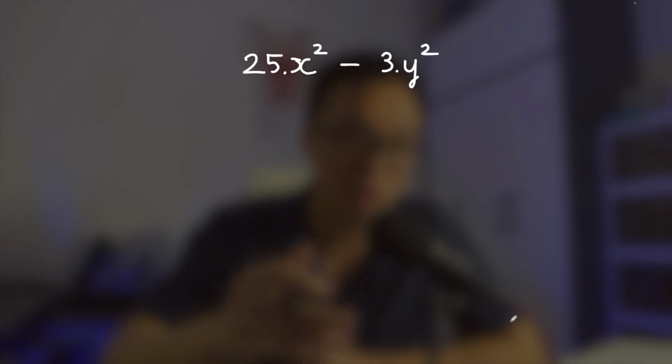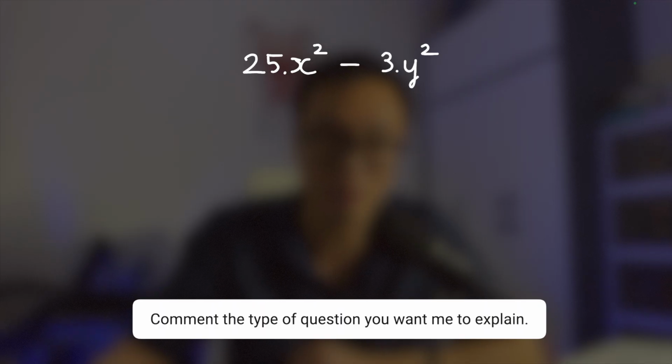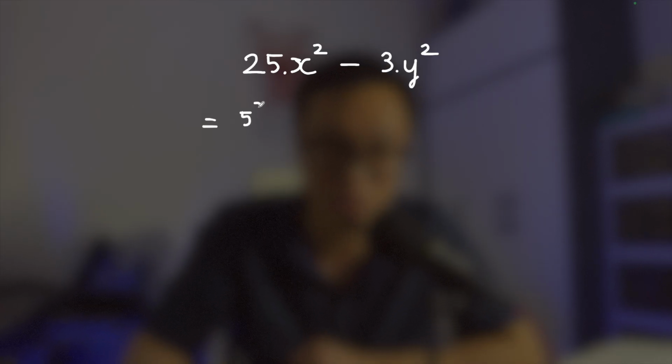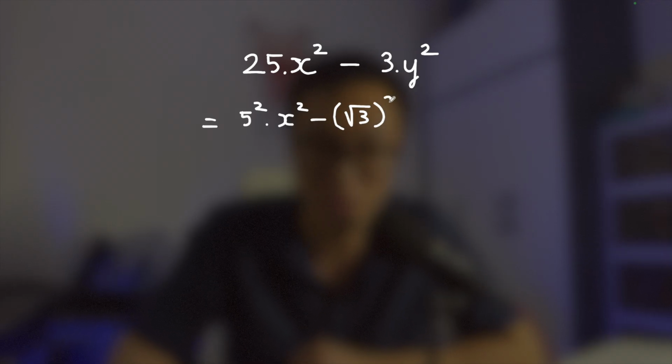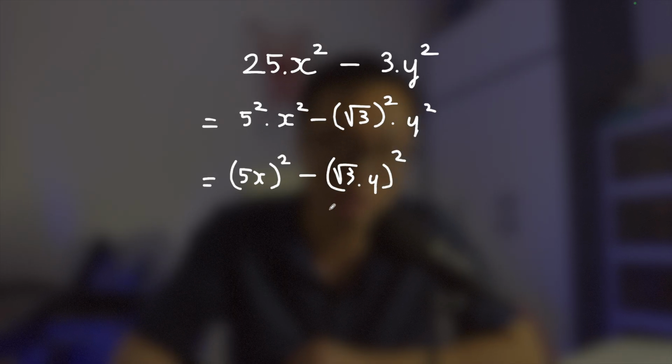And the next question I want to try is here, 25 multiply x square minus 3 multiply y square. You have no problem with the 25, but with 3 we have a problem. 25 is a square number, we can convert that to 5 square multiply with x square, but for 3 here we cannot, because 3 is not a square number. We need to put the square root of 3 and square outside, and after that you have y square outside of this one, and after that you combine 5 and x square, square root of 3 multiply y, and you get square outside the bracket.